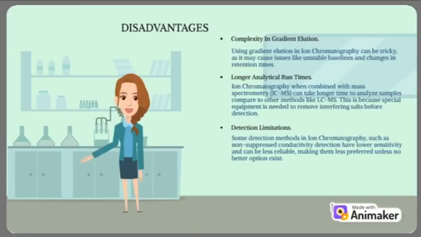Disadvantage. Gradient challenges. Using gradient elution in ion chromatography can be tricky, as it may cause issues like unstable baselines and changes in retention times. Modern techniques like hydroxide eluents help but don't solve all the problems.